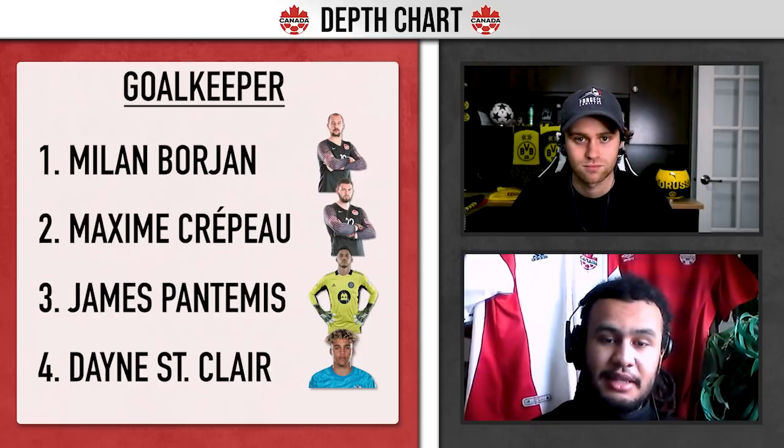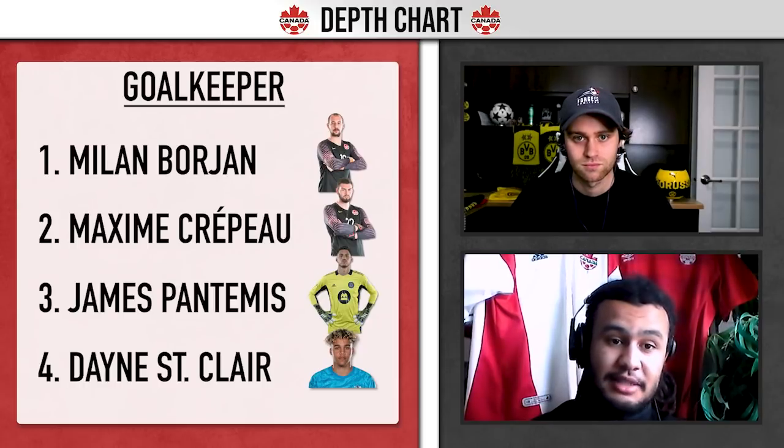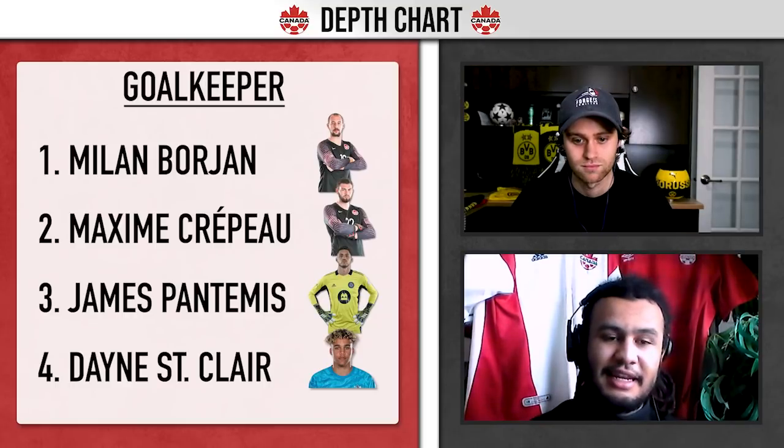The take I've always had is, while Borjan might be the better goalkeeper, or was the better goalkeeper for a while now, Crépeau has always been the better fit for this Canadian team, and we've seen it when he's played. He fits really well with this team. So I think it's going to be Borjan's net unless something drastic happens, but I'd like to see how close the battle is in John Herdman's eyes.